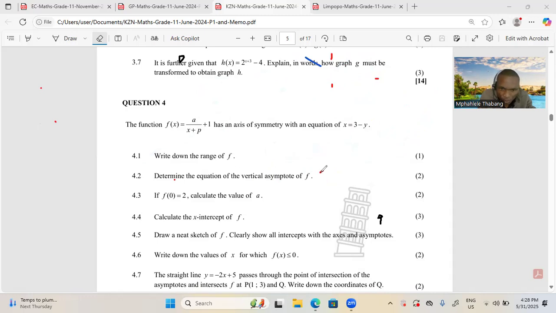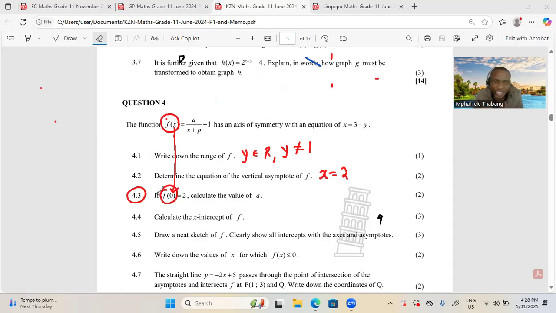Okay, on 4.2, I found x equals 2. The range here was y is an element of the real numbers, but y should not be 1. Now I am at 4.3. They are saying f of 0. So you can see that they are simply saying x is 0. Where there is x, they have placed 0. If you look at the function, it's f of x, but here they are saying f of 0. So they are simply saying x is 0.